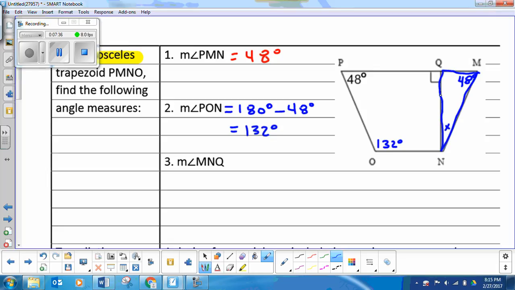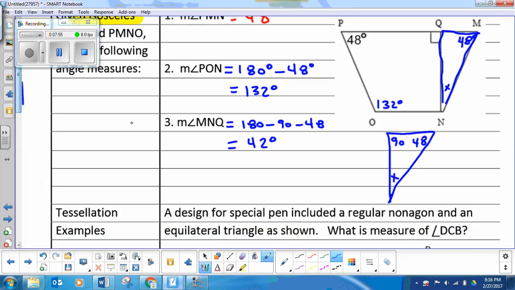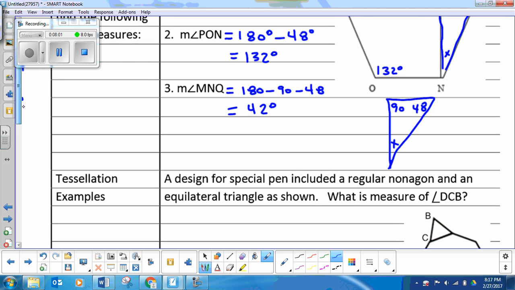Okay, so we need to use some of the tools that we've learned in the first semester to come up with that. Go ahead and pause the video, come up with the value of x based on the information given, and then see if you got the same thing as me. All right, and you should have gotten that the measure of angle MNQ, this angle right here, is worth 42 degrees. We used our triangle sum theorem to come up with that.